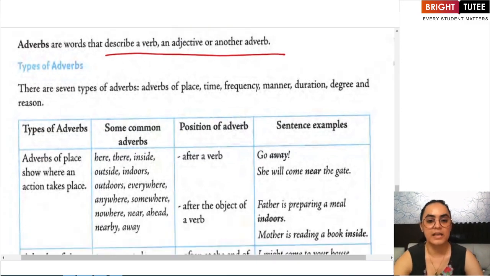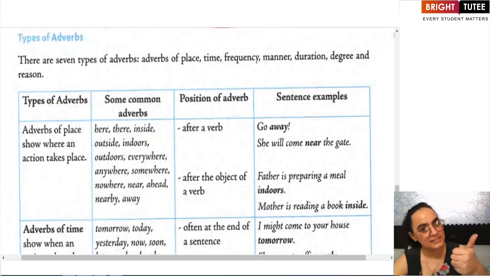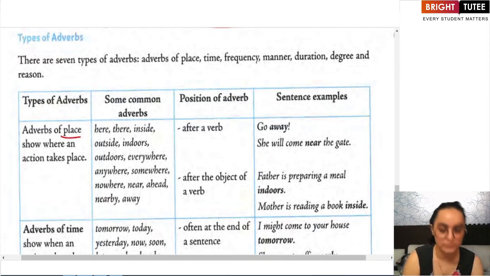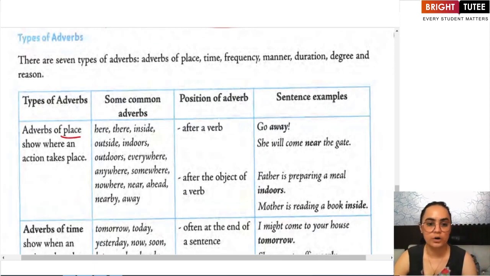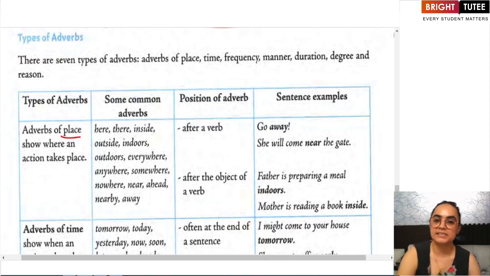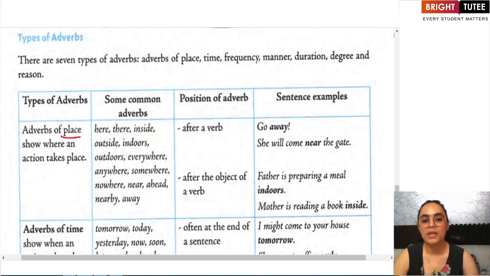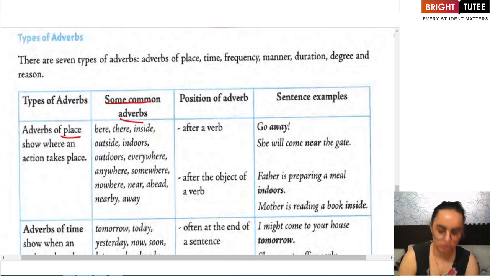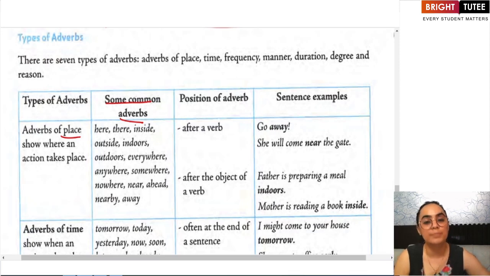We have the adverbs of place. What are the adverbs of place? Those words that show where an action took place. For example, here, there, outside, inside, upstairs, downstairs, somewhere, anywhere, everywhere, nearby. These are the common adverbs of place.